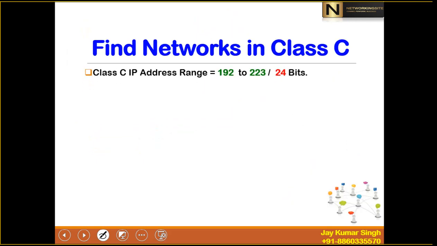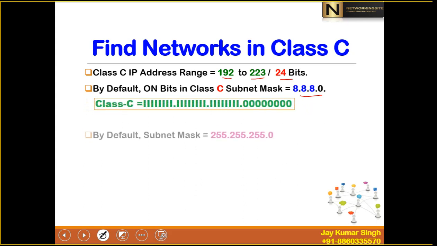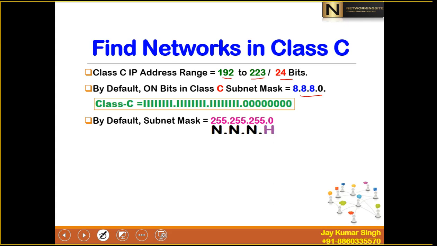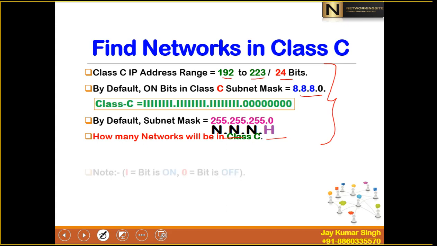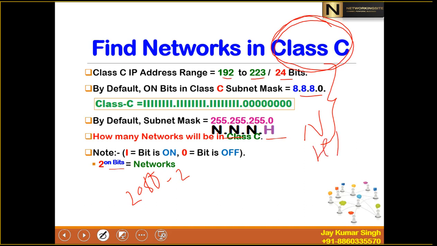Now class C. In class C, we use 192 to 223 and we have 24 bits here. If it is 24 bits, the subnet mask will be like this. Here there will be 3 network octets and 1 host octet. With this information and the formula, for network the formula is 2 to the power of on bits, and for host it is 2 to the power of off bits minus 2. For class C, please give me the answer: how many networks and how many hosts per network?